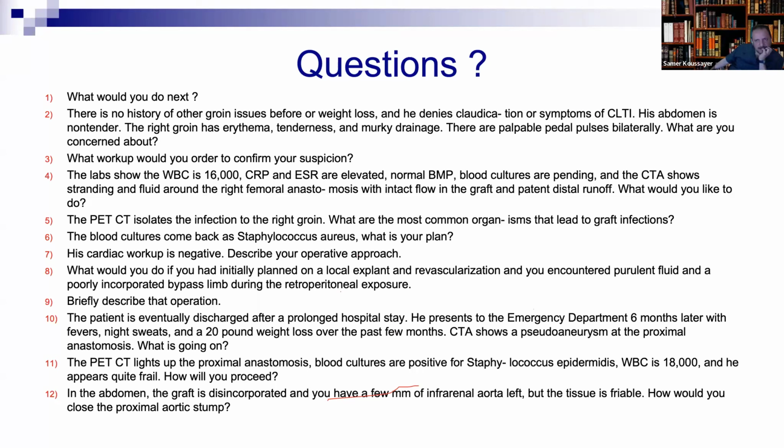Next, any other question? Yes, Prof. My question is, if I have an iliac occlusion and I want to do an ipsilateral approach, is it necessary to do an angiogram contralateral, or can I go with ipsilateral?